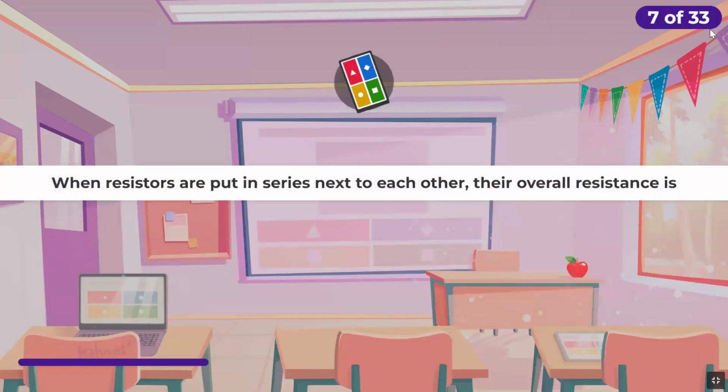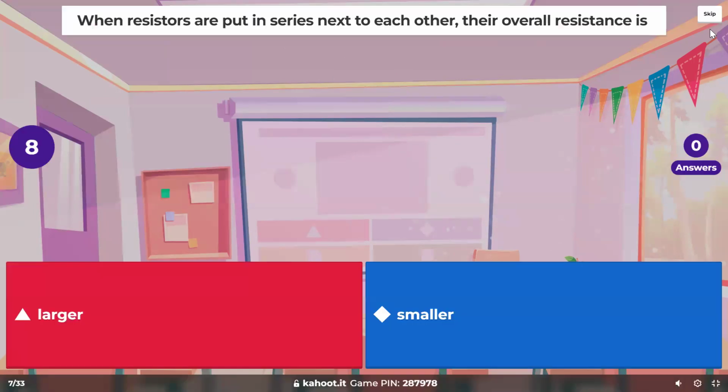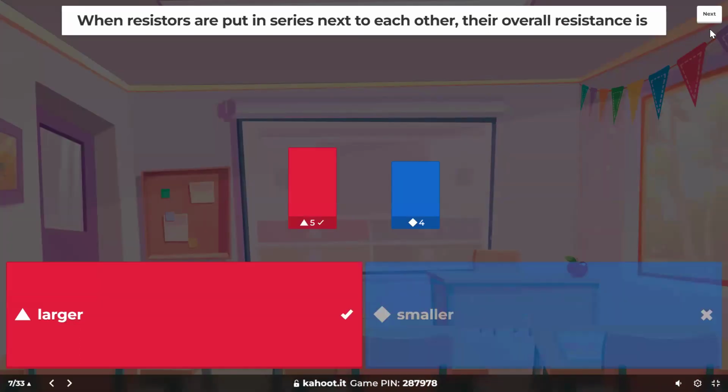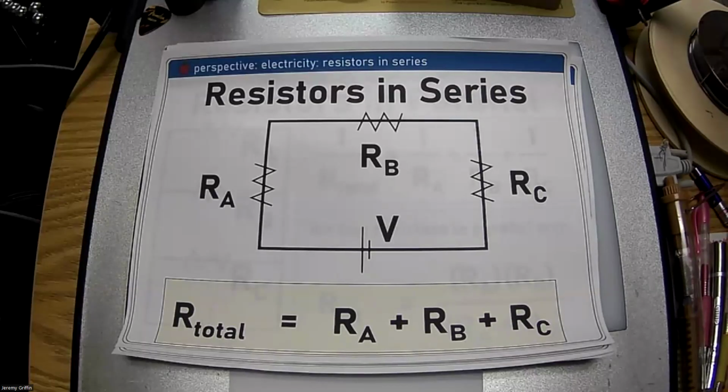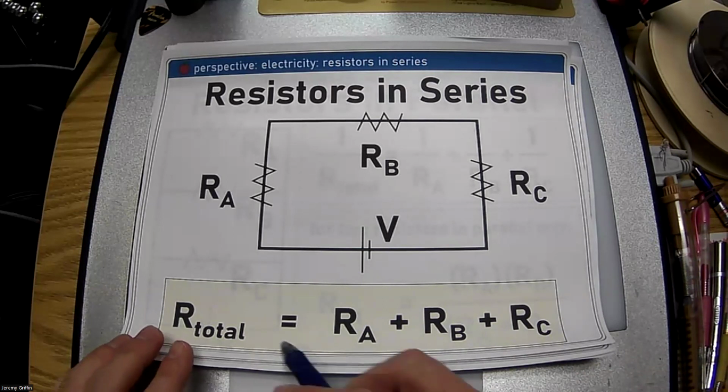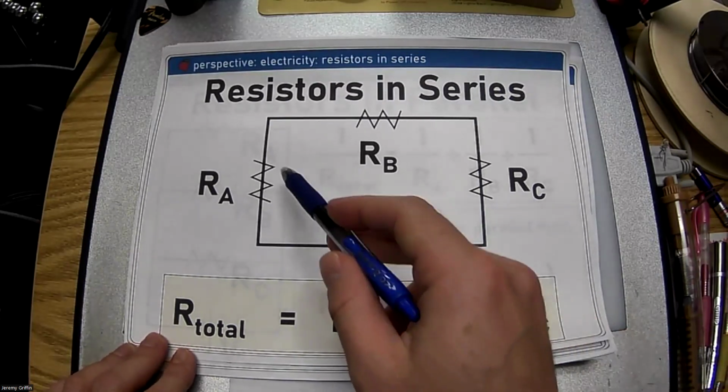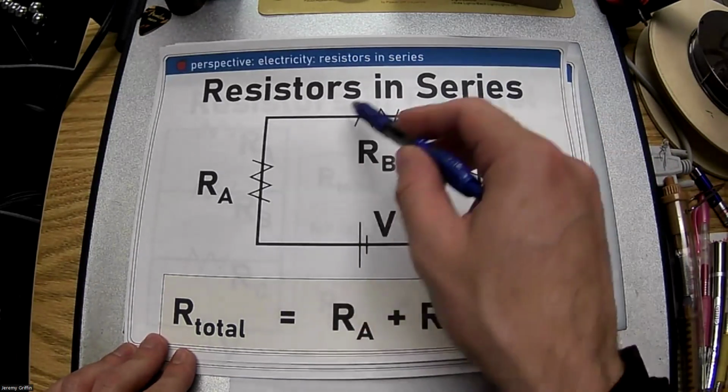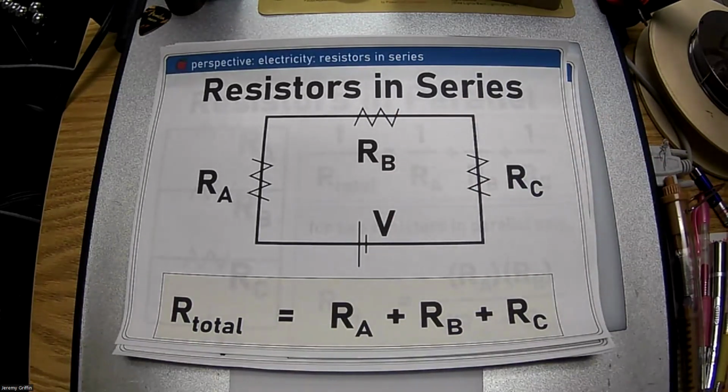Close. When resistors are put in series next to each other, the overall resistance is greater, right? Larger. Let's do a poster recap here. Remember resistors in series? You very simply add the resistors. So if it's 1 ohm, 2 ohms, and 3 ohms, 1 plus 2 plus 3 is 6. Boom. So the more resistors in series, the more total resistance.